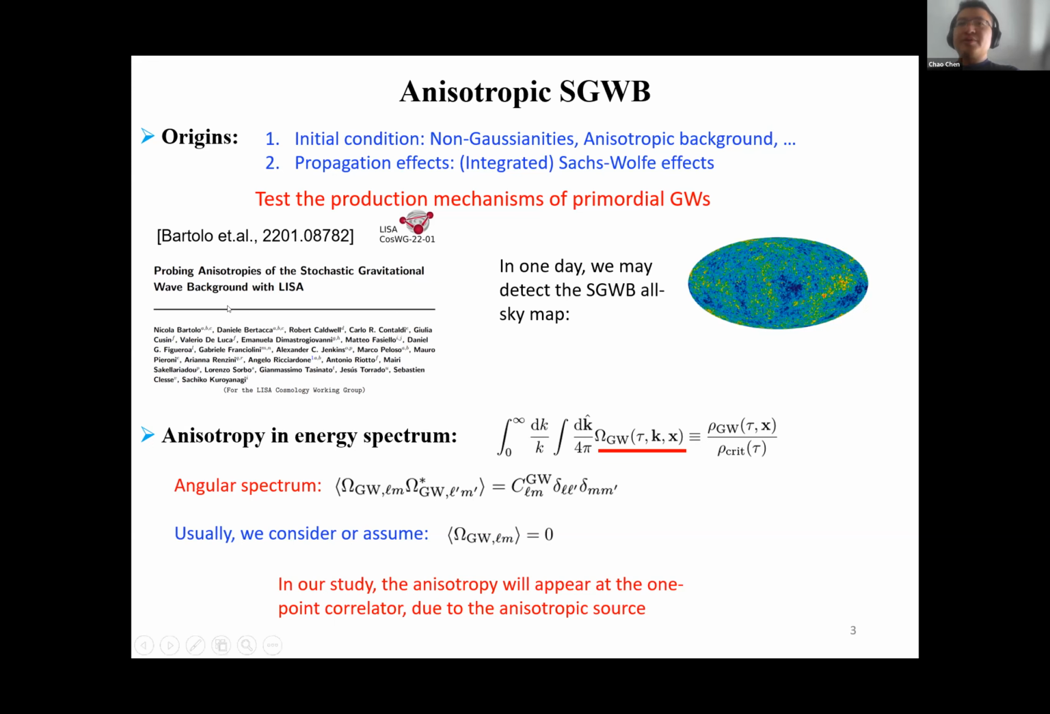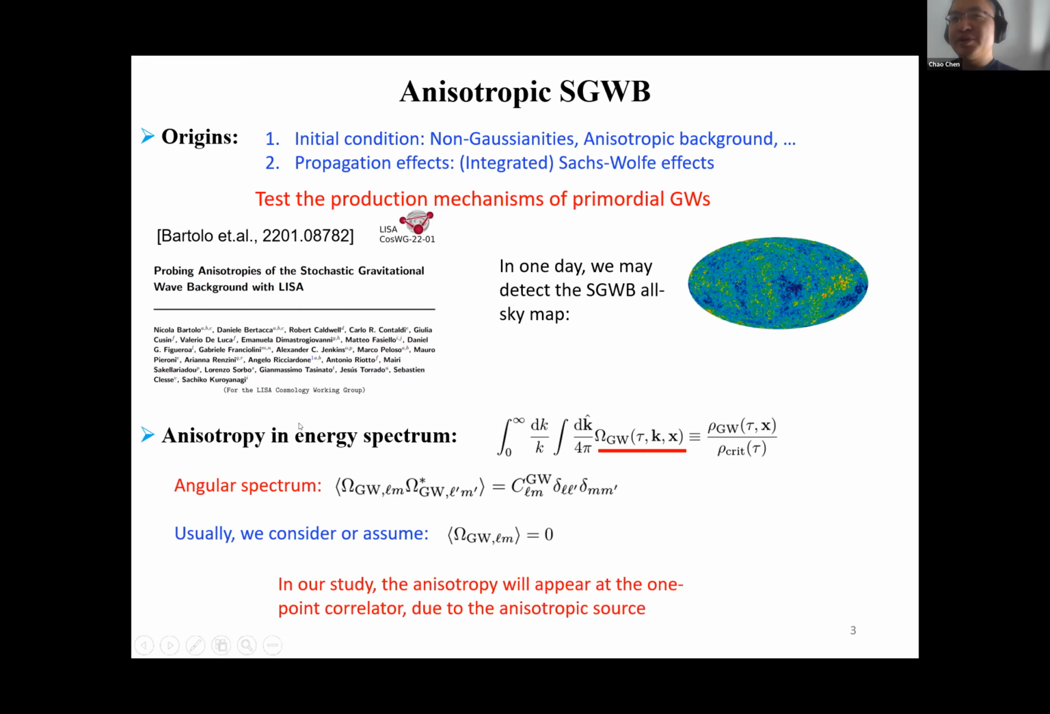And recently, there is a paper from the LISA group. They have discussed the probability for LISA to detect this anisotropy in the stochastic gravitational background. Hopefully one day we may detect the all-sky map for gravitational waves, just like for CMB photons.